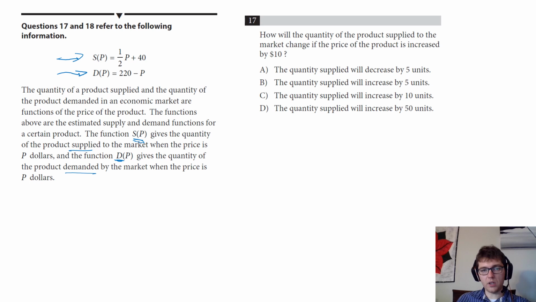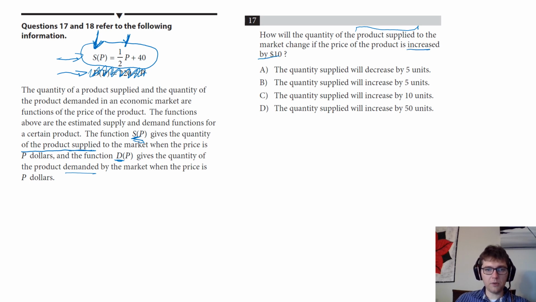Okay, so going to problem 17, how will the quantity of product supplied to the market change if the price of the product is increased by $10? Okay, so simplify some things for yourself. They're talking in this only about product supplied, not about product demanded at all. So sort of erase this in your head just for this problem. All they care about is this equation right here, product supplied. So we have the quantity supplied, so that is S of P, right? S of P gives the quantity of product supplied. How will this number change if this number increases by $10?